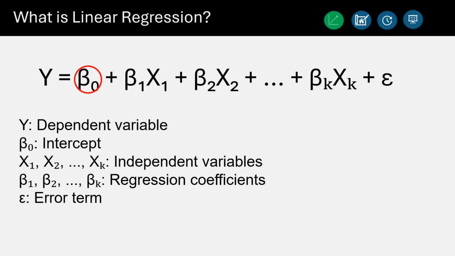Beta 0 is the intercept, the value of y when all x's are 0. The x's are the independent variables, for example, hours studied, and the betas are the regression coefficients, which measure the impact of each x on y. Finally, let's not forget about epsilon, the error, which captures unexplained variability.